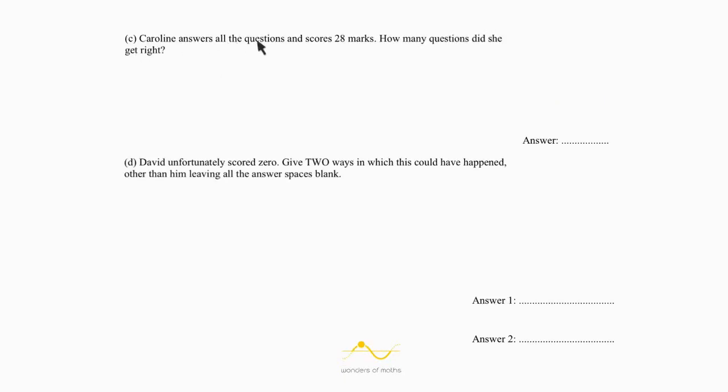Caroline answers all of the questions and scores 28 marks. How many questions did she get right? For this question, we're going to use trial and error. So let's write out the number bonds for 20.